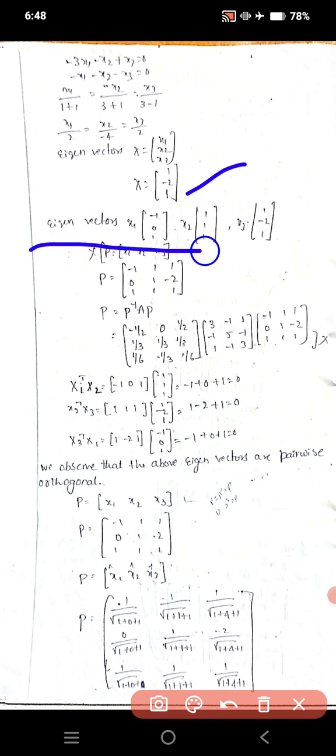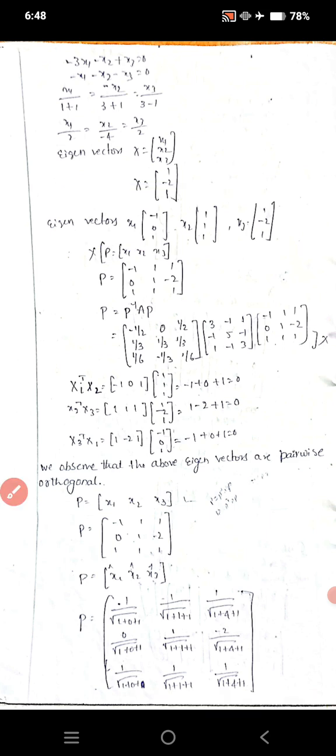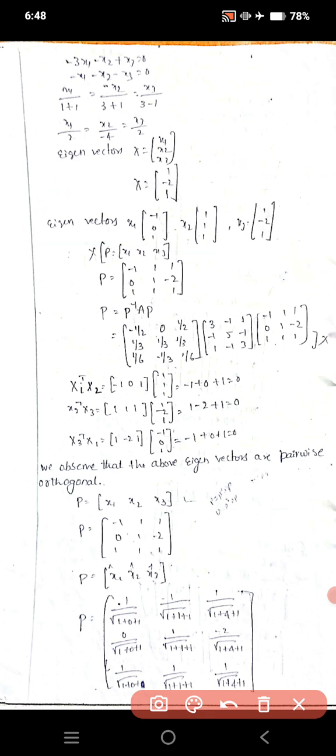These 3 eigenvectors we have to check before going to canonical form. We have to check whether these eigenvectors are pairwise orthogonal or not. Pairwise orthogonal we have to check. Okay, x1 pairwise orthogonal means what?